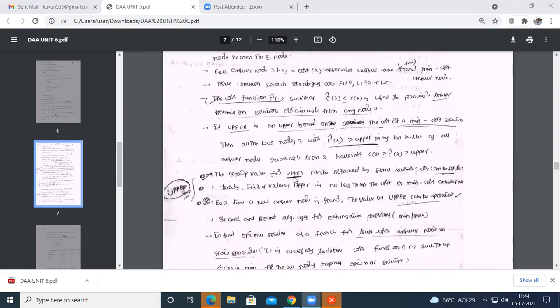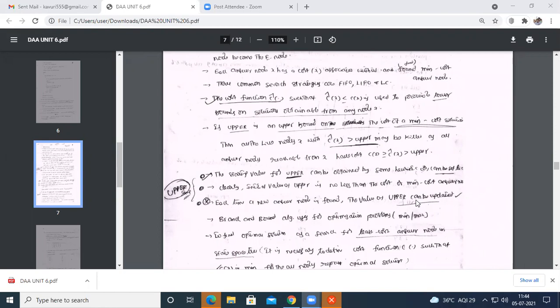The starting value for upper is obtained by some heuristic and can be set to infinity. Clearly the initial value of upper is no less than the cost of the minimum cost answer node. Each time a new answer node is found, the value of upper is updated. This is explained in an example.